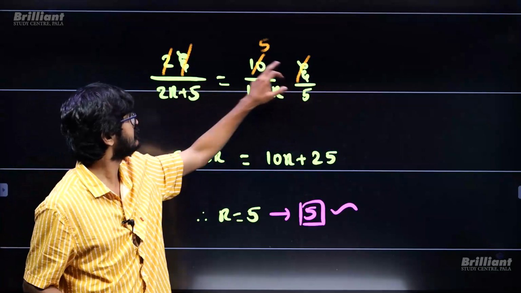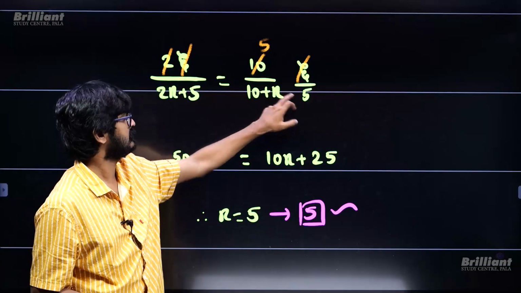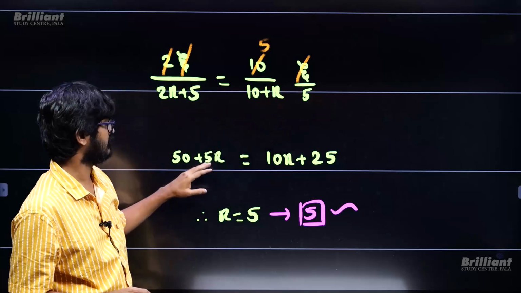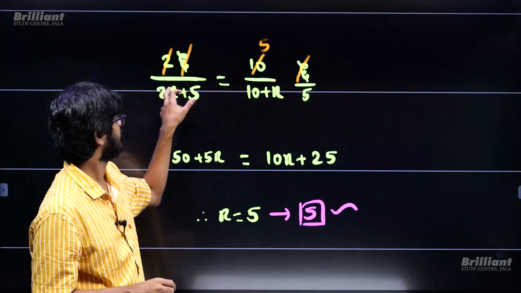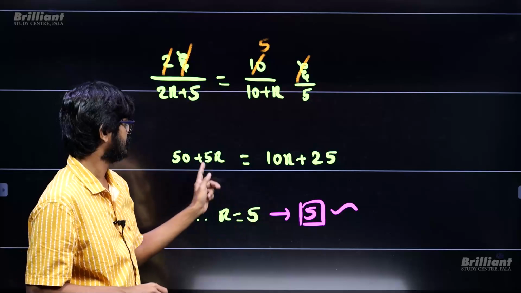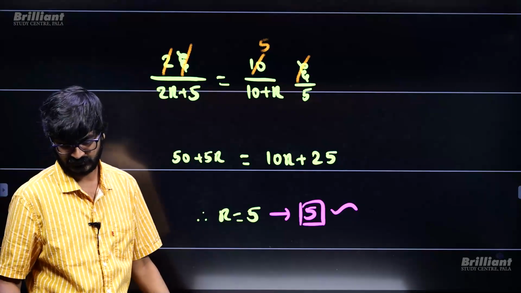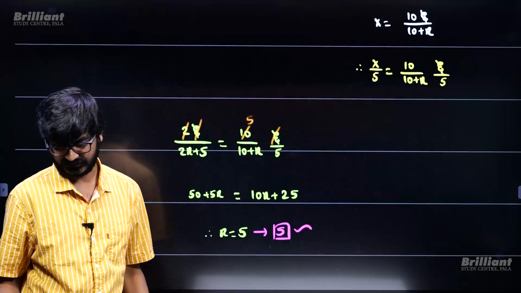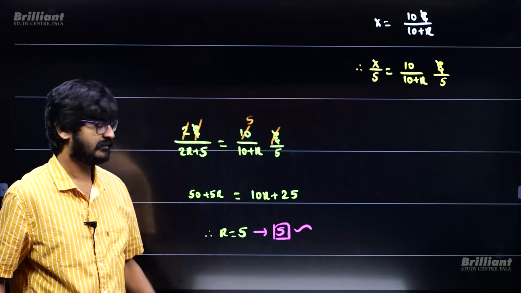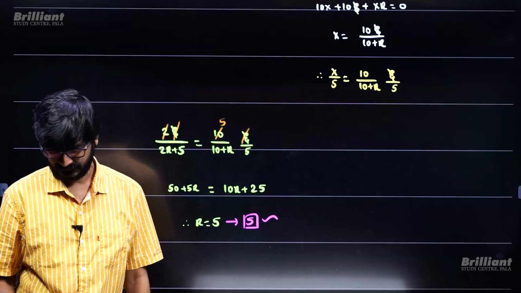E and E will get cancelled, 2 1s are 2, 5s are 5. Now this is 50 plus 5R, I will be bringing on to the left hand side. So when I bring it here, 10R plus 25. So when I bring this one, I will be getting 5R equals 25, R equals 5. So what must be the internal resistance? Internal resistance is going to be 5 ohm, right? Thank you.